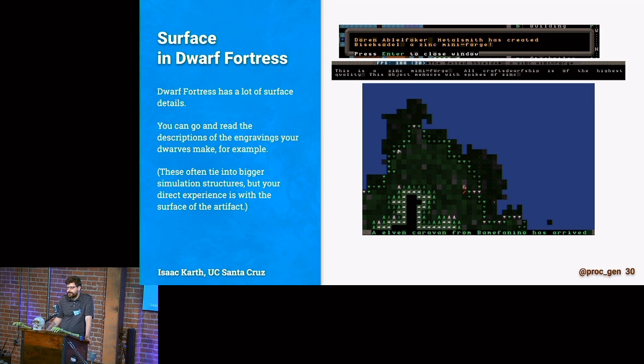And then when we talk about surface and Dwarf Fortress, there's a lot of examples. One I really like is the engravings that the dwarves will make, or the artifacts where they'll give you this really detailed description of just what it is your dwarf has constructed.